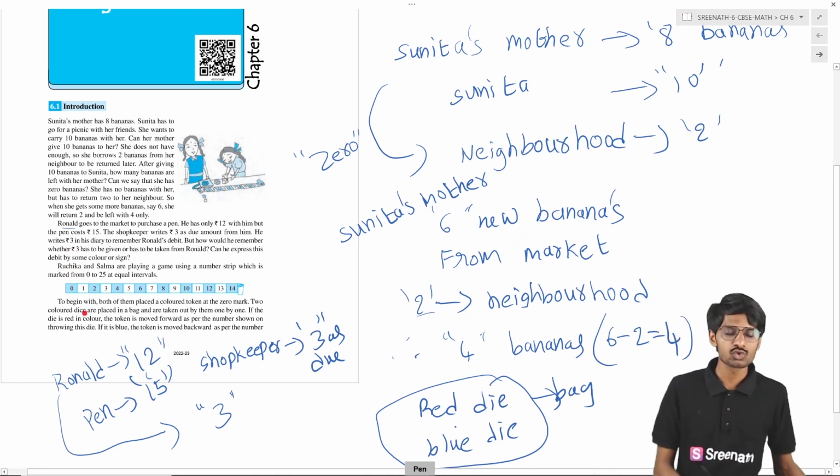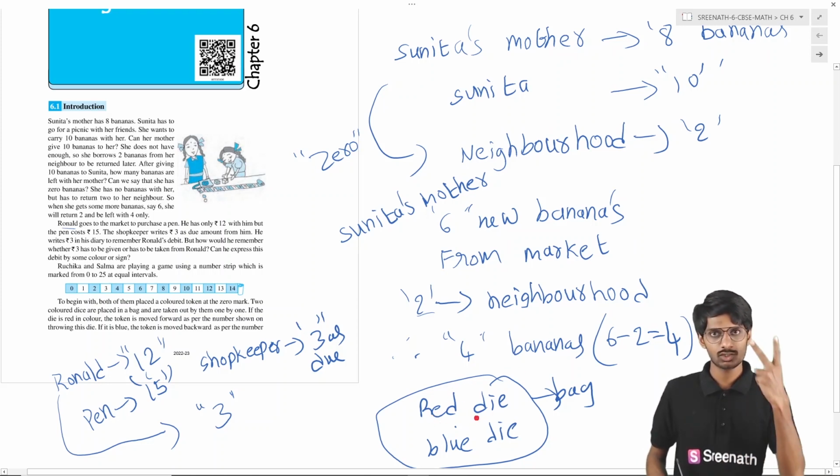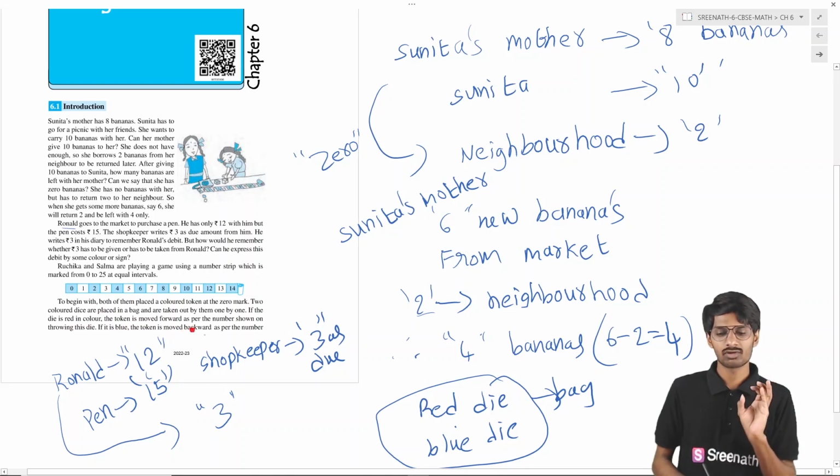And if suppose Ruchika is going to start the game, she has to pick one die from the bag. In the bag there are two dice. So if she picks the red die, what does she have to do? For the red die, they have to move forward. If they get the red die, they have to move forward.